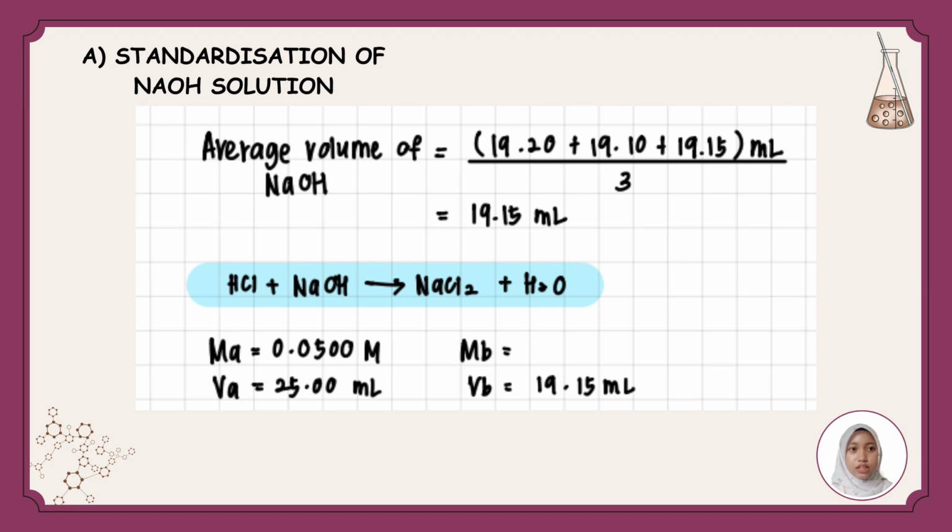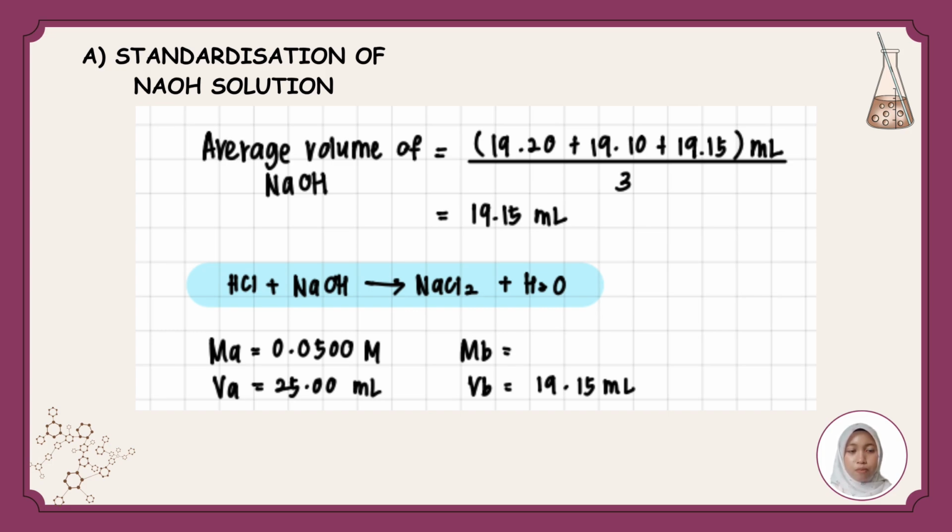Let's look at the standardization of NaOH solution. In this step, we are standardizing our sodium hydroxide using hydrochloric acid as the primary standard. From the titration data, the average volume of NaOH was calculated as 19.50 ml, and the balanced chemical equation for the reaction is hydrochloric acid reacts with sodium hydroxide to form sodium chloride and water, and shows a 1:1 molar ratio between HCl and NaOH.